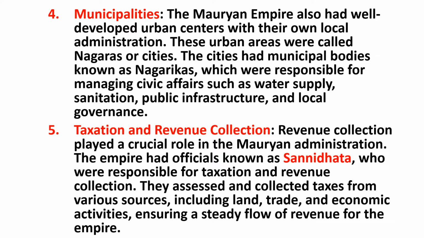Fifth one, taxation and revenue collection. Revenue collection played a crucial role in the Mauryan administration. The empire had officials known as Sanidata who were responsible for taxation and revenue collection. They assessed and collected taxes from various sources, including land, trade, and economic activities, ensuring a steady flow of revenue for the empire.